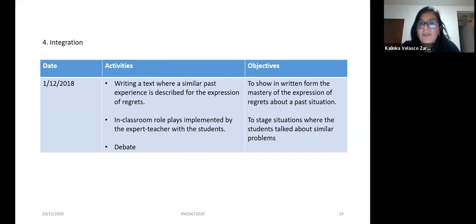For the integration phase, these activities were done in the in-classroom session, the presential session with the in-service teacher, and students wrote a text where a similar past experience is described for the expression of regrets. And there were also role plays implemented by the expert teacher with the students. In the plan, there was the idea of having a debate, but this wasn't possible for this sequence because of time constraints in the presential session.